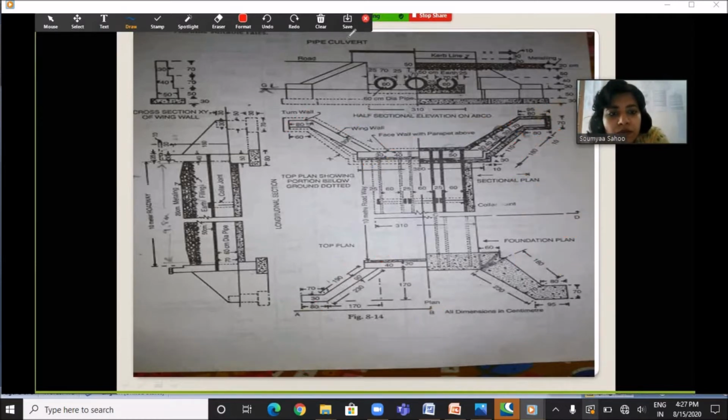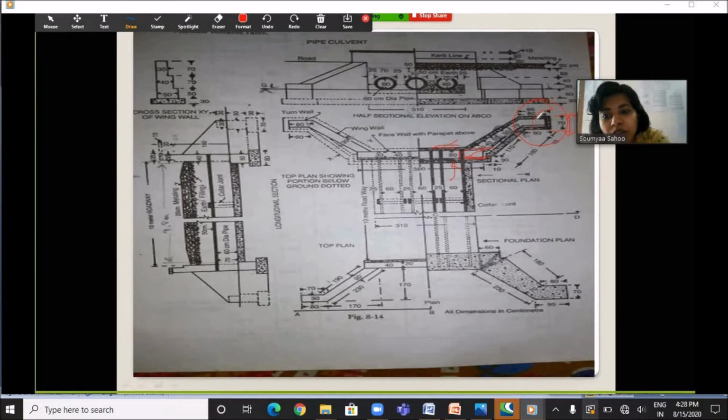The width of the face wall from this point to this point is given as 50 cm, and an offset is provided on either side. This side there is an offset, and this side there is another offset. So in order to find out the width of the offset, let's see the turn wall portion. In the turn wall portion here, you can see the total width is given as 70 cm from this point to this point.